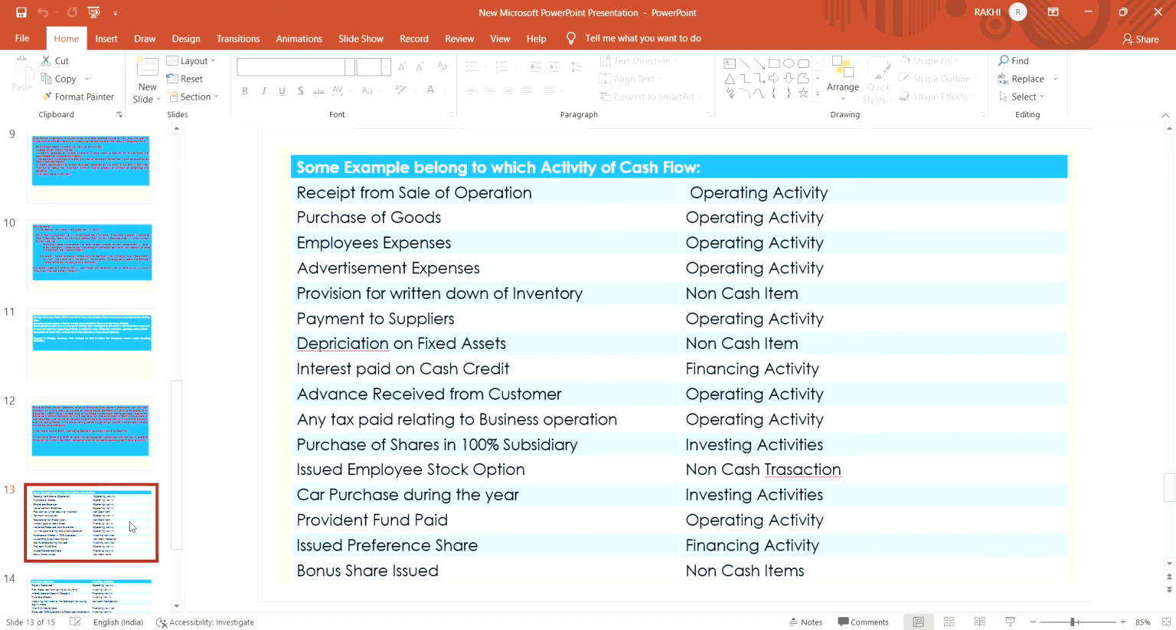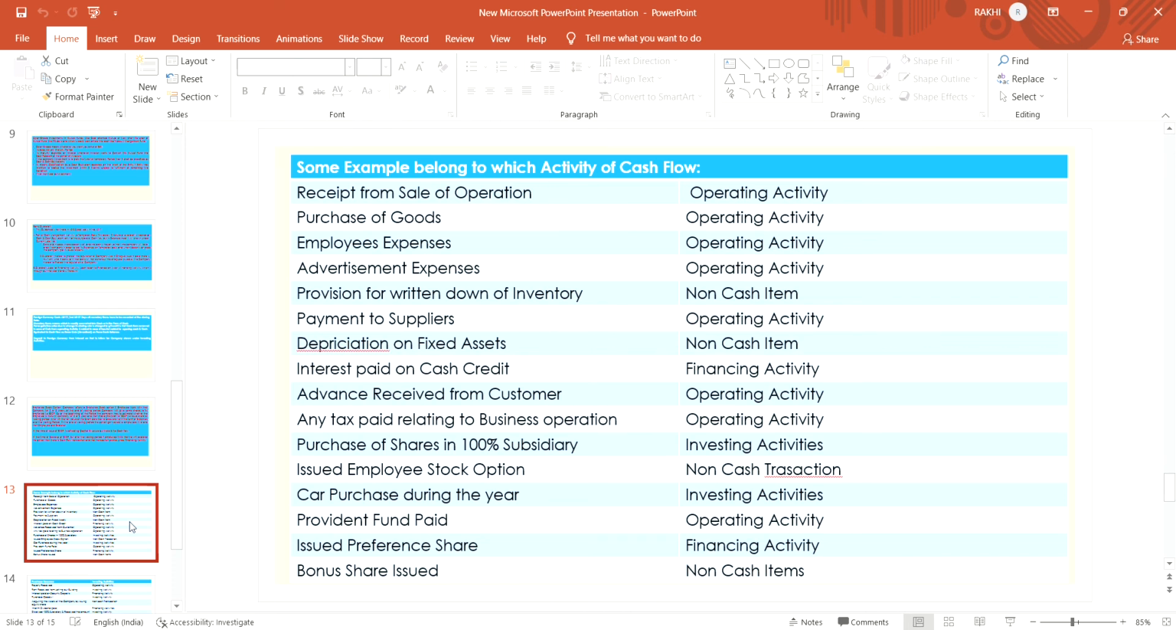Provision for write down of inventory. If there is an obsolescence of inventory, it will not affect the cash of the company. There is no such cash transaction. It is just the obsolescence, so it is a non-cash item. Payment to supplier, it is an operating activity. Depreciation on fixed asset, no cash transaction is there. It is a non-cash item.